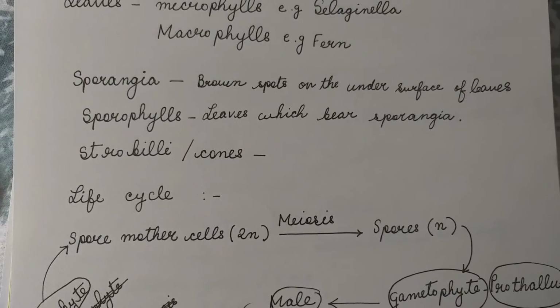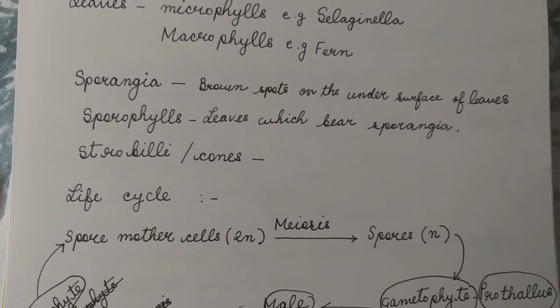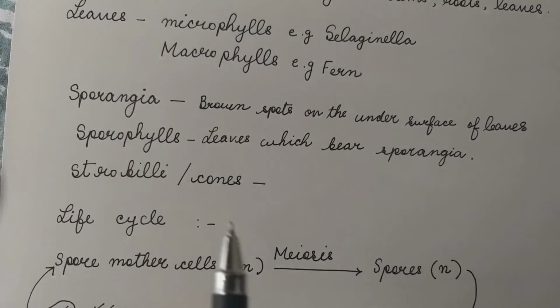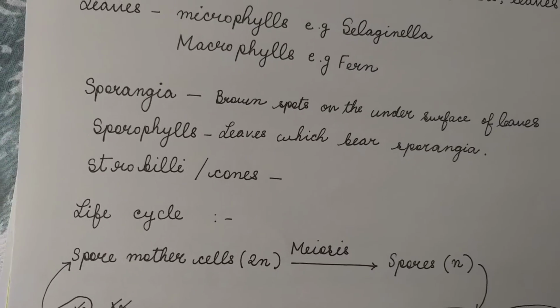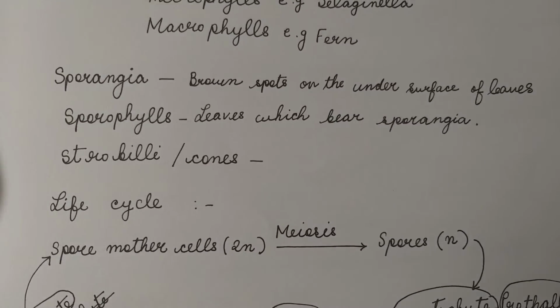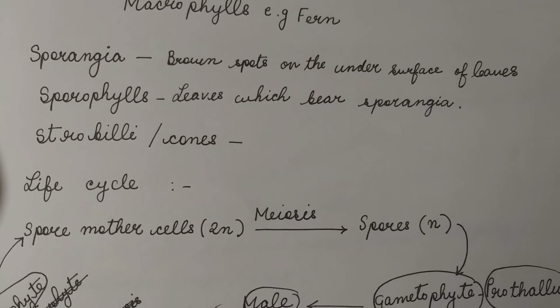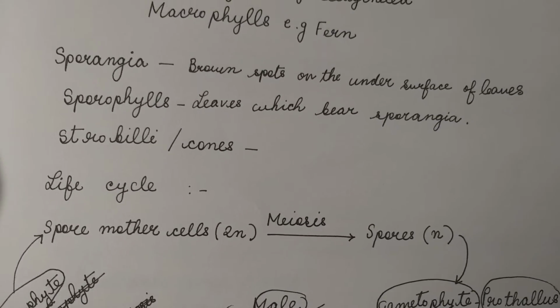The dominant phase of the life cycle is sporophyte. Sporophyte means the main plant body. The main plant body is differentiated into stems, roots and leaves. It is photosynthetic and free living.